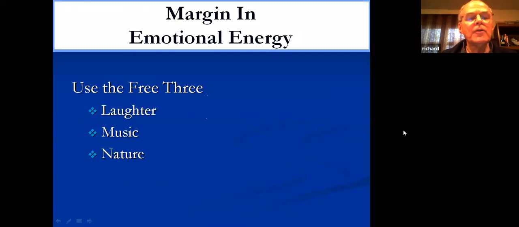I use the free three. These are used across the world: laughter, music, and nature. Every culture has a certain amount of these. I mean, there are certain parts of the world that don't have as much laughter as others, obviously, but they're shared, and they're gifts of God, and we should learn to take advantage of them. And I want to explain them just a little bit.